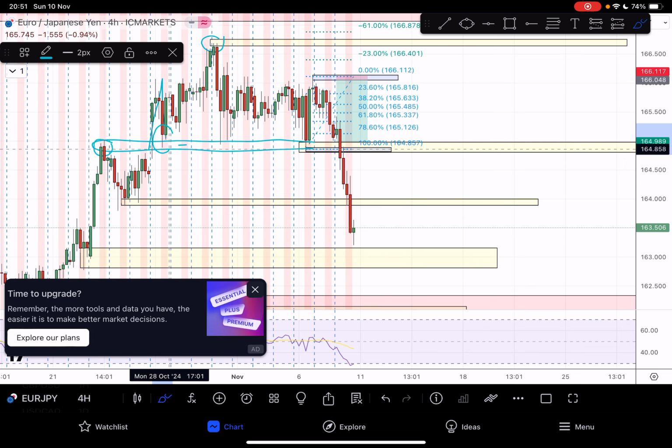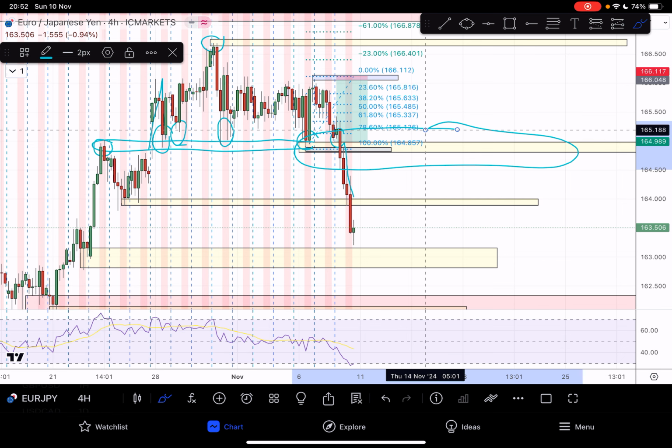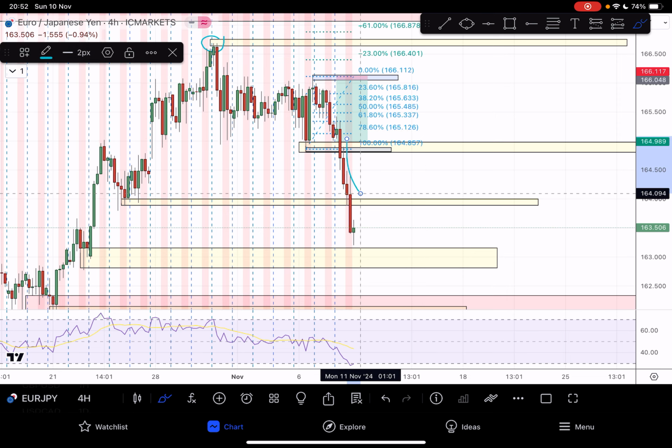It's now acting as support here where it's rejected it once, twice, 3 times, 4 times, 5 times, 6 times, and now it's gone down. So this is a good area of support and resistance on a H4 time frame. The price has respected the level. It's gone breached it and it's gone back down to this level here.